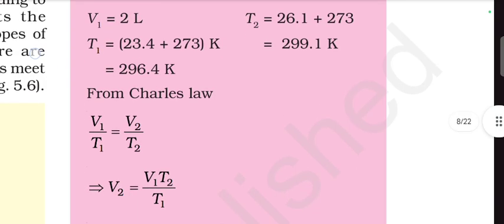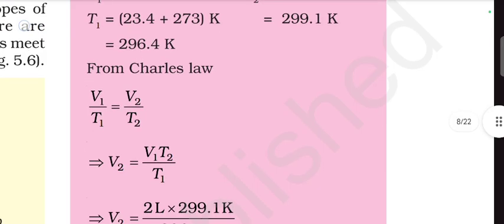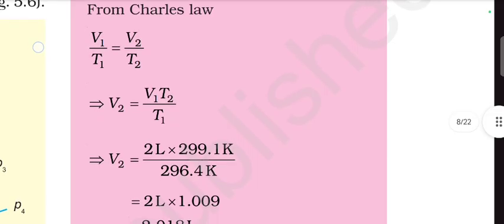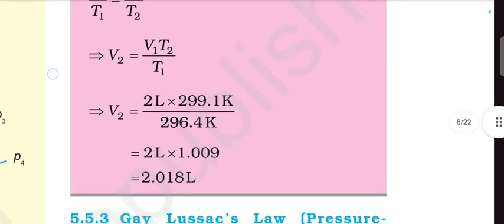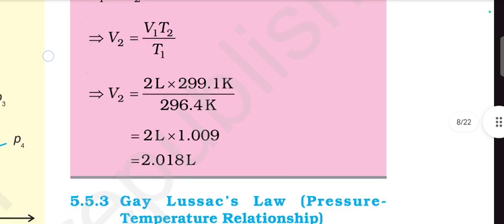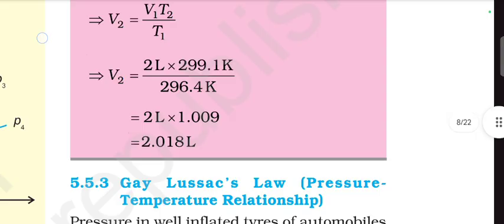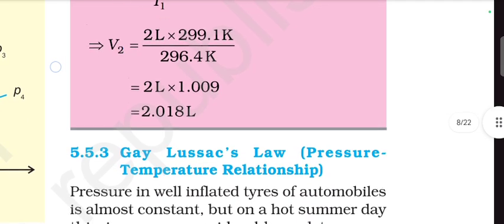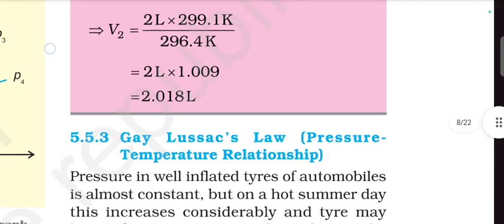From Charles' law, V1 upon T1 is equal to V2 upon T2, which gives that V2 is equal to V1 T2 upon T1. V2 is equal to 2 L into 299.1 Kelvin upon 296.4 Kelvin. It is equal to 2 liter into 1.009, which is equal to 2.018 liter.